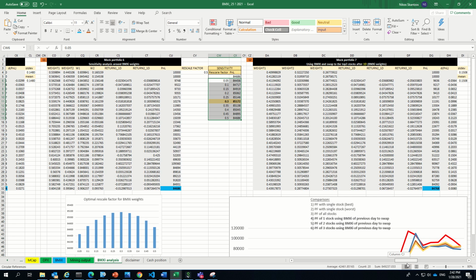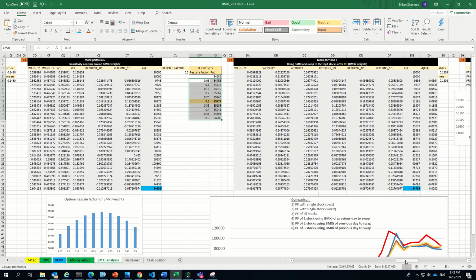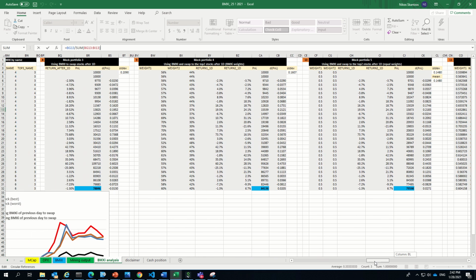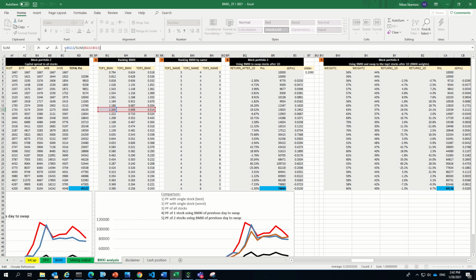So you can play this further, and you can say, okay, then what if I add a third stock? So I have weight one, weight two, weight three here, and all of them add up to one, so 100%. And I use again BMXI as an indicator for the weights. So here I am weighting BMXI number one more.